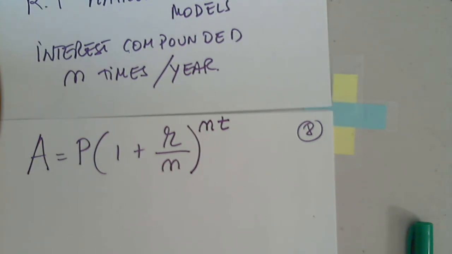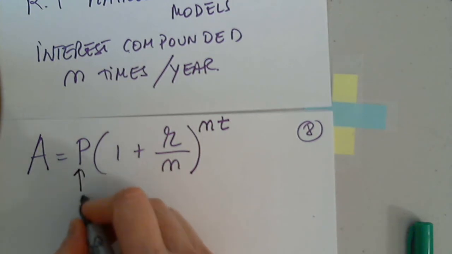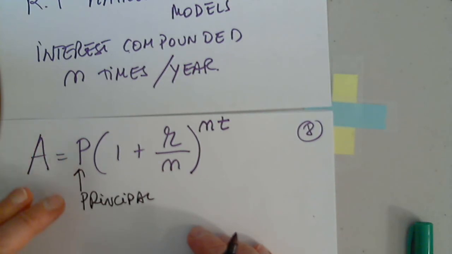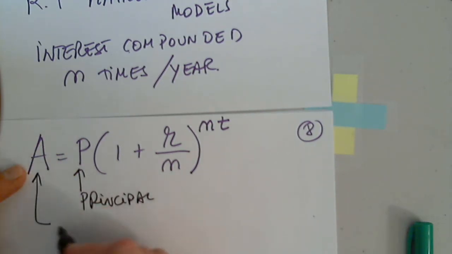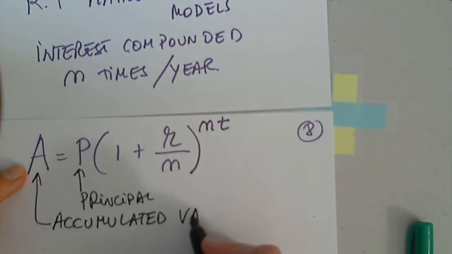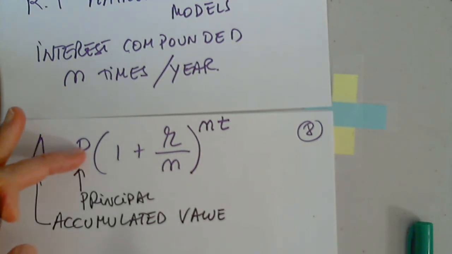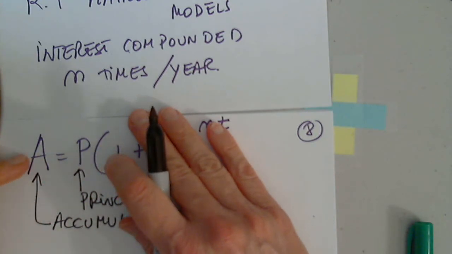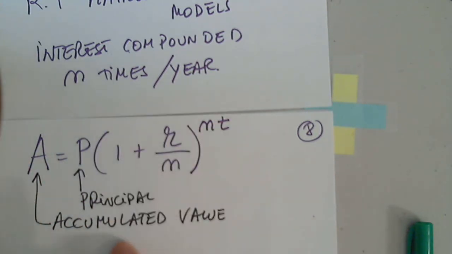What is all this? This is the principal. We may borrow money or we may deposit money. This is the accumulated value. So if we deposit $1,000 under certain conditions, I'll come back to that, how much do we have in 10 years? Principal is what we deposit today. In 10 years, how much are we going to have?